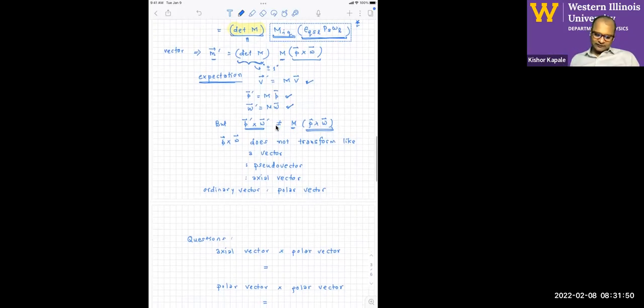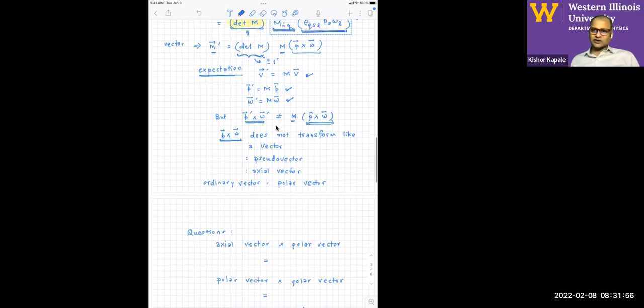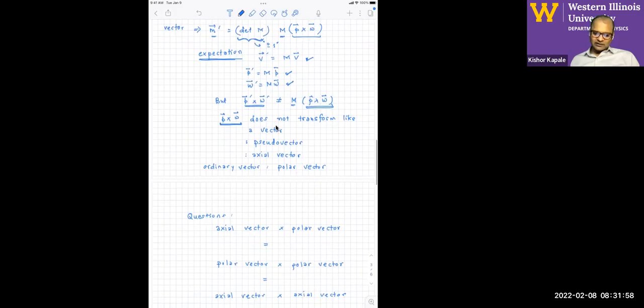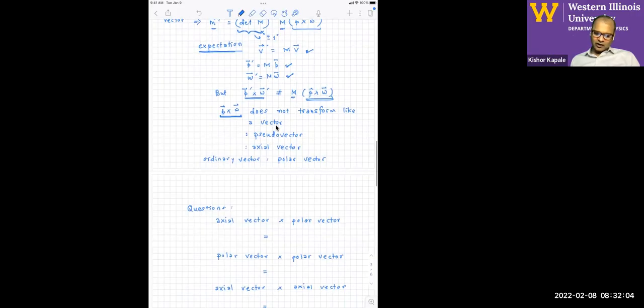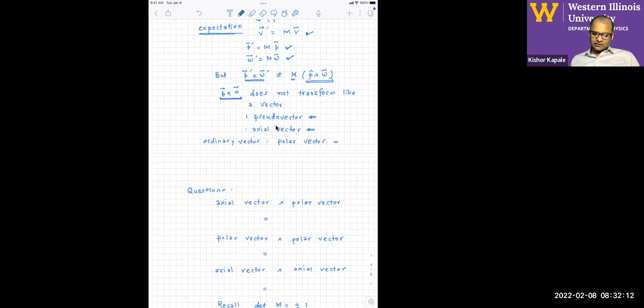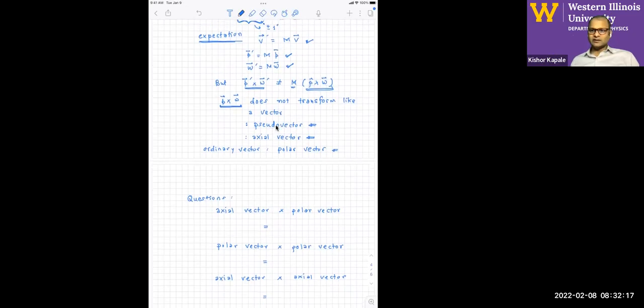And these kinds of quantities, p cross w, we cannot call them vectors anymore because they're not transforming like a vector. It's not a strict equality. There is an extra sign coming in, which is coming from the determinant of m. We call them either pseudo vectors or axial vectors. And the ordinary vector is termed a polar vector. Everybody with me so far?